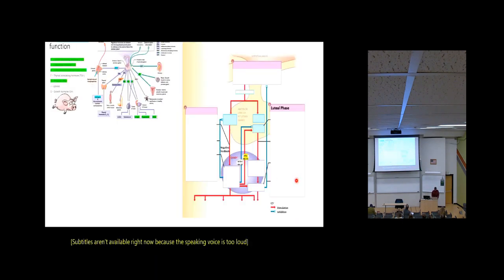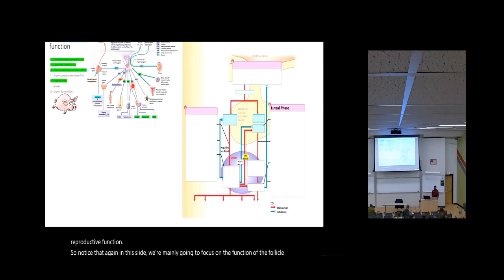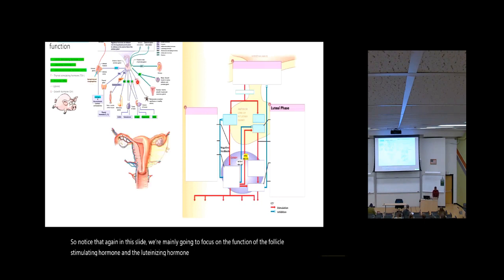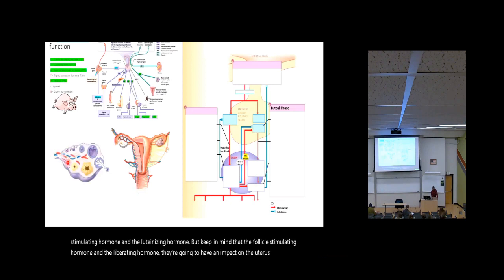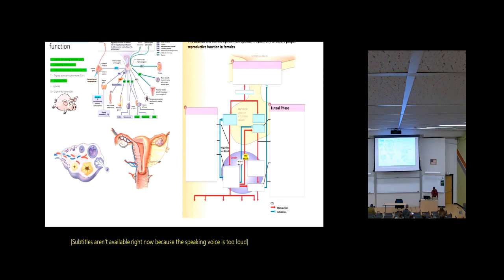So now let's talk about the various steps involved in the endocrine regulation of the female reproductive function. Notice that again in this slide we are mainly going to focus on the function of the follicle stimulating hormone and the luteinizing hormone. But keep in mind that they are going to have an impact on the uterus and also on the ovaries as well. So there will be a uterine cycle and an ovarian cycle we'll be considering, right? The ovarian and the uterine cycles must operate in synchrony to ensure proper reproductive function in females.